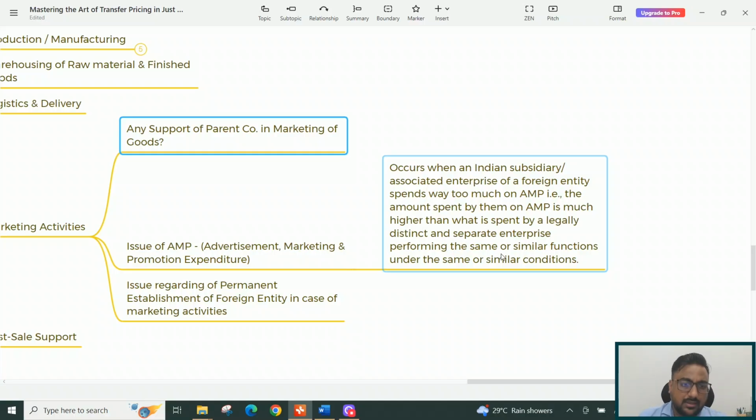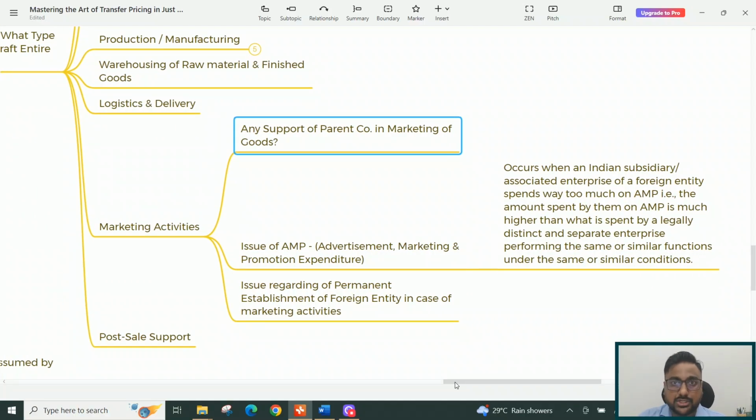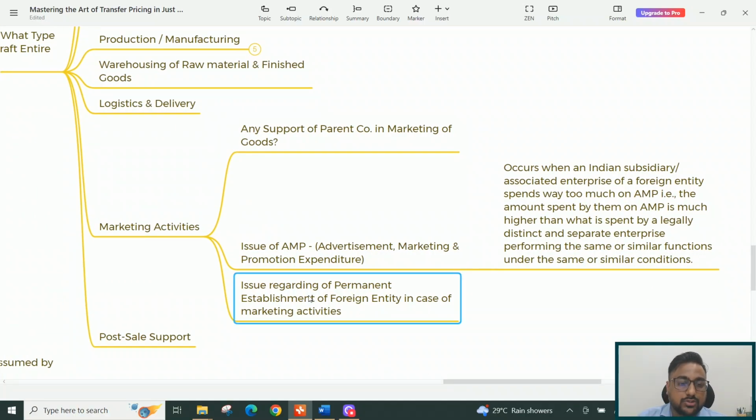So then, when we are asking questions on the marketing activities, there could also be issues with regard to the permanent establishment of a foreign entity in case of marketing. You must be knowing that marketing people do travel to overseas countries and stay there, and they do the marketing activities, right? So technically they may create a PE in that particular country. You may check this aspect also, how a PE is created by way of doing a marketing activity by a foreign entity in another jurisdiction.